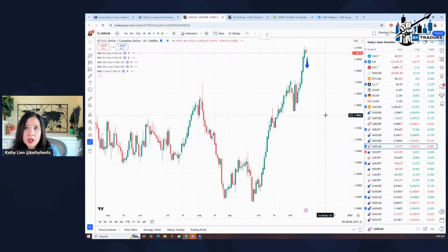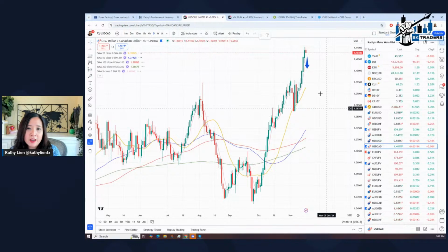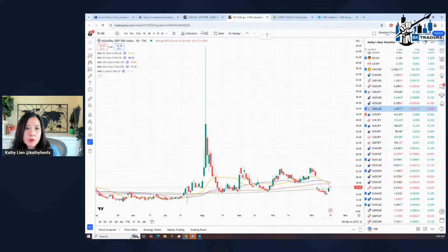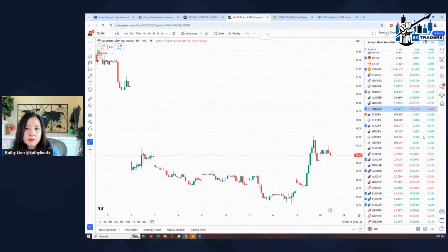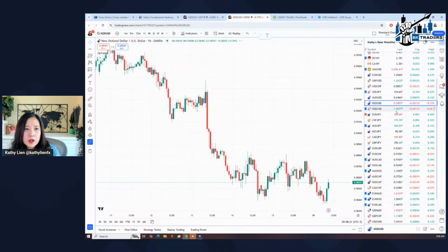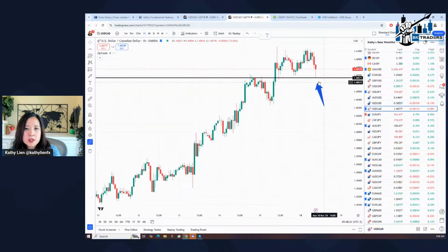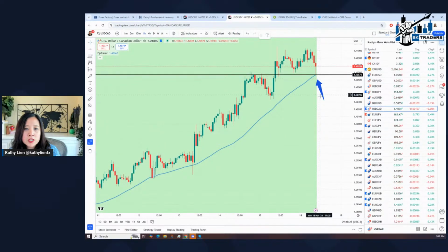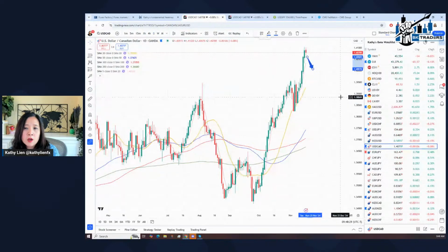And then last but certainly not least, dollar CAD. Dollar CAD is one of my favorite currencies to sell. I am personally going to be waiting for it to drop below the zip indicator line, to close below the zip indicator line before really considering a sell trade here.